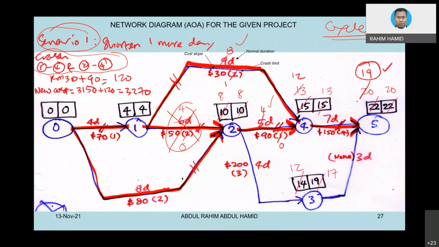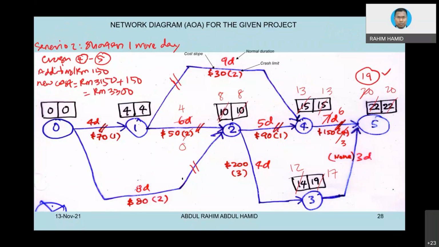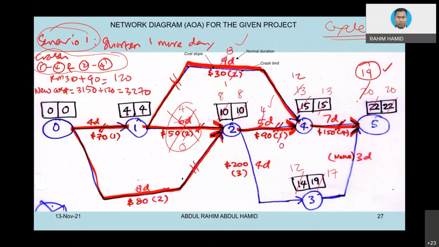the cheapest. Why can I not crash activity 0-1? Okay, maybe I can do another option. Do I have another option? Yes. Okay. All right. So if I crash activity 1-4 and 2-4, meaning in combination, I managed to crash the project by 1 day, and the cost that I incur is basically 120 ringgit. So 120 ringgit, I add up with the previous cost, I would get 3270. Okay, that would be one scenario.